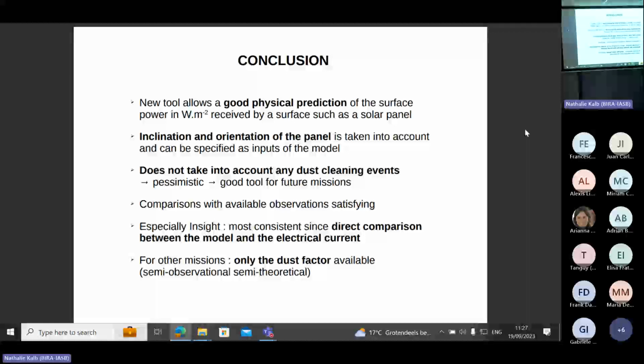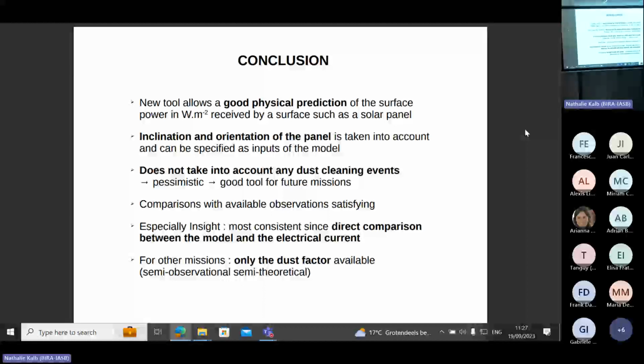And as a conclusion, I would say that this model is a good tool for future missions because it allows you to get the solar flux received by any surface with the orientation and inclination you want. So it's a good tool for future missions, especially as it's a very pessimistic model because it calculates as if there were no dust spinning events. So it's better to assume this case than the other way.